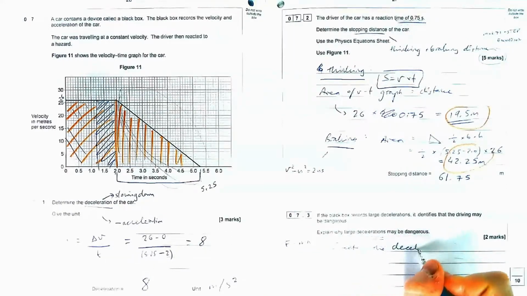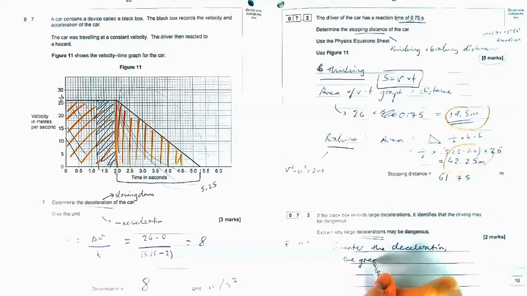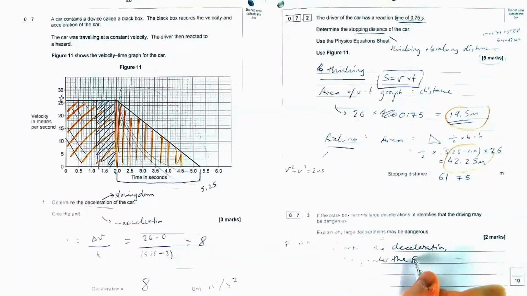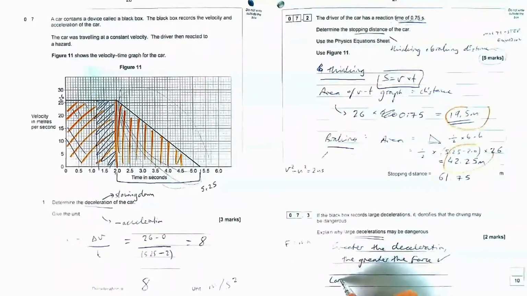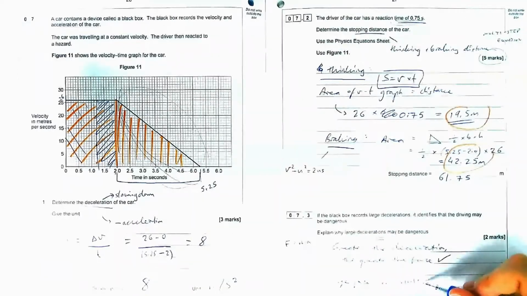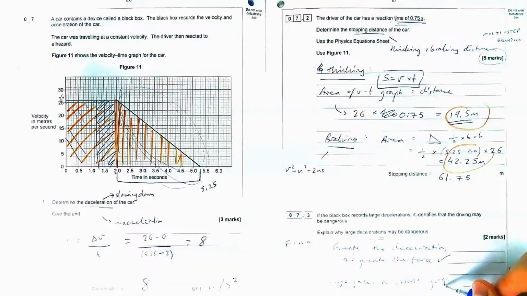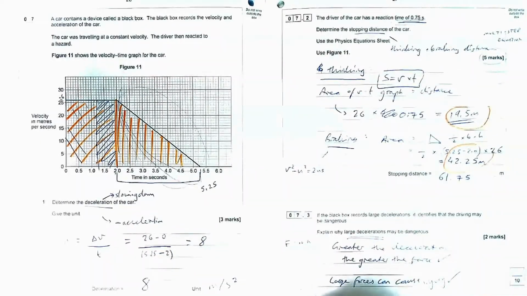There are a couple of other ways you could say it in the mark scheme. You could talk about heating. Essentially you'd say brakes, I should write it up here, so brakes can overheat, etc., and not work properly. However, I think the force answer is by far the best answer for this question. So that's question 7.